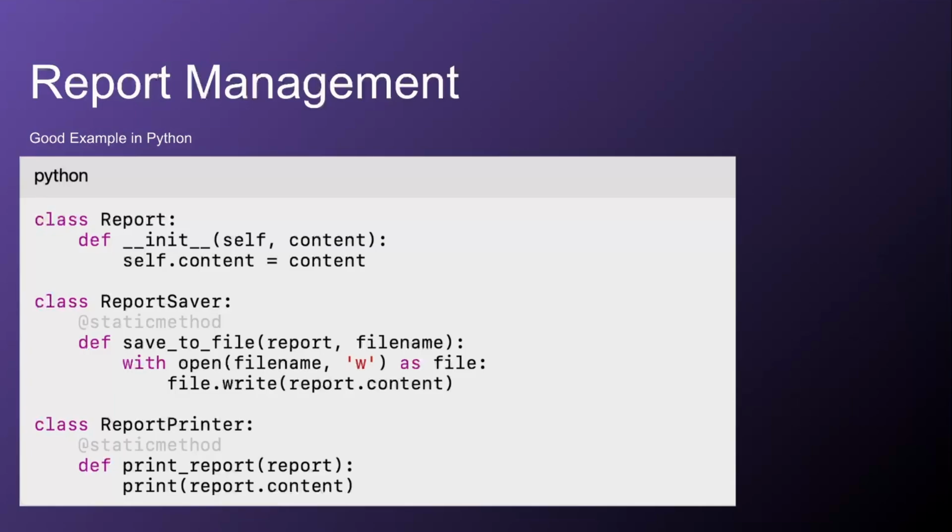It is taking some report object and the file name, and it is opening the file and writing the report.content there, the same behavior as the previous one. And we have also declared one report printer class. It also has a static method print report, and it is again printing report.content. So we can see that the logic is the same, but now we have divided this whole thing into 3 different classes. Now let's see what is the benefit of doing this.